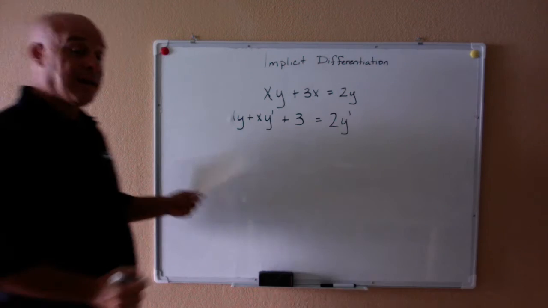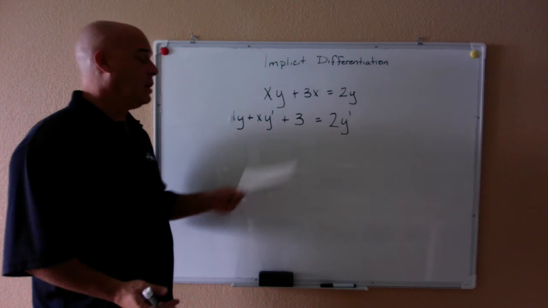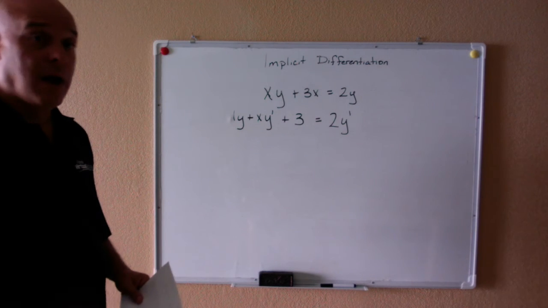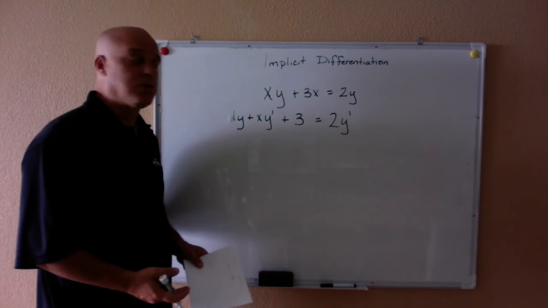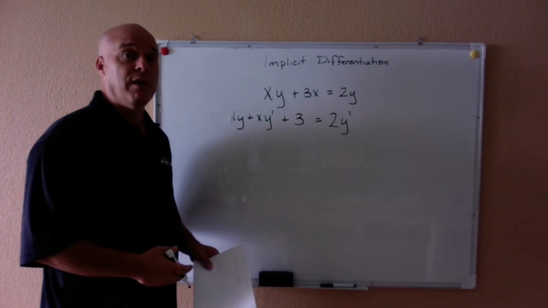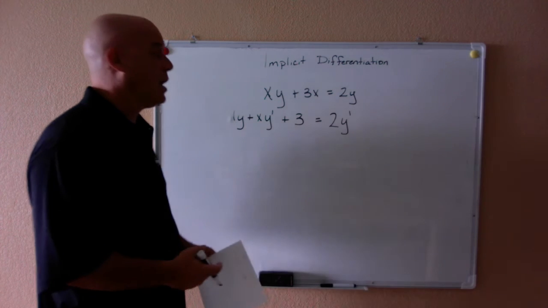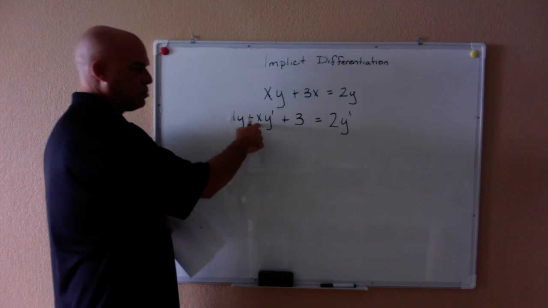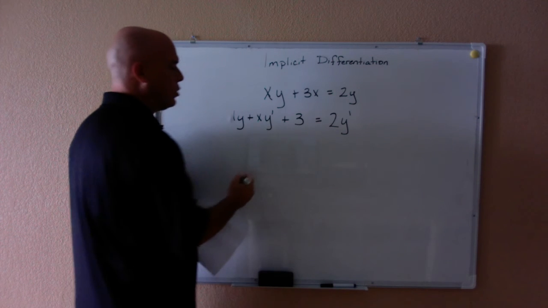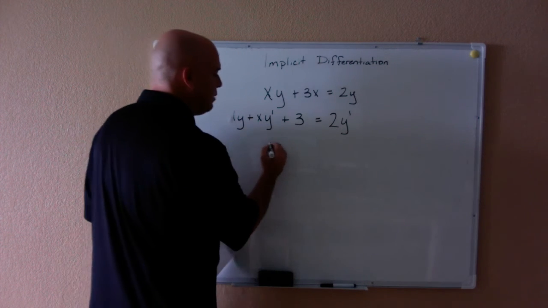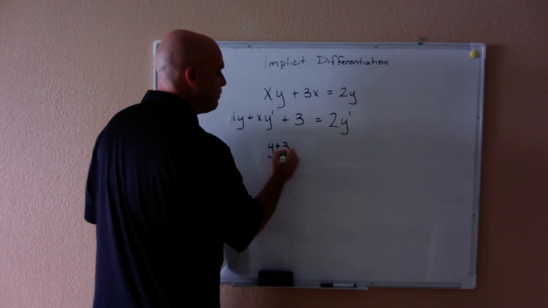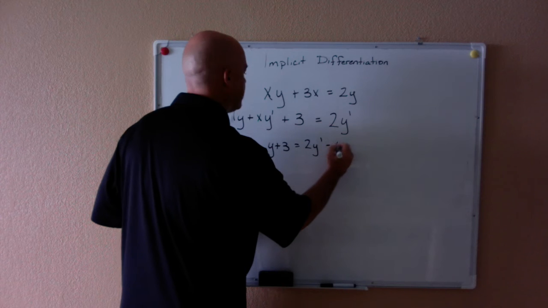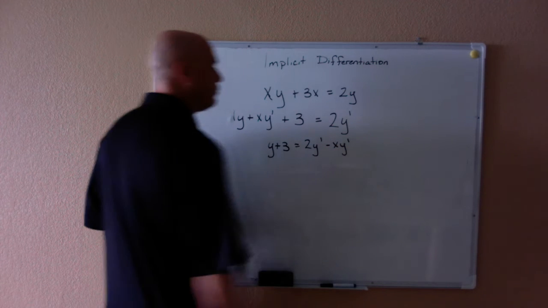Okay, so again, now I've got the calculus done here. It's a little bit more complicated just because I had the product rule involved, but now we're back to the point where we just have algebra to deal with. I'm going to again move everything that has a y prime to one side, everything that doesn't have a y prime to the other side. I think this time I'll just move this xy prime term to the other side. That's going to leave me with y plus 3 equals 2y prime minus xy prime.